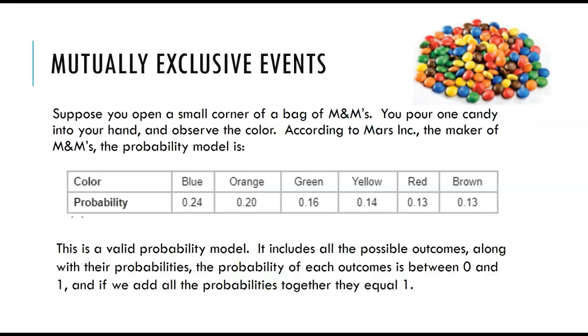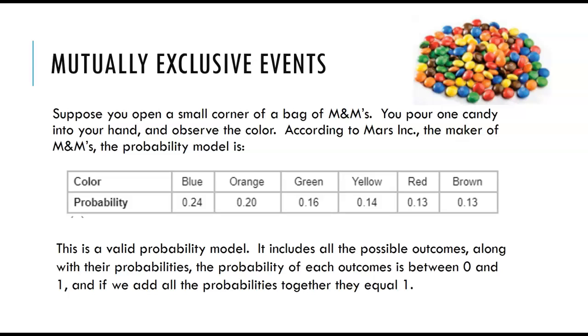Mutually exclusive events. This is an important concept when we use probability rules. And I want to use some M&Ms to describe what it means for something to be mutually exclusive. Suppose you open a small corner of a bag of M&Ms. You pour one candy into your hand and you observe the color. According to Mars, who makes M&Ms, the probability model is below.